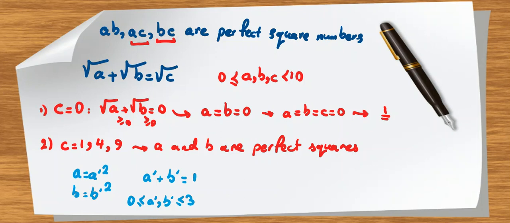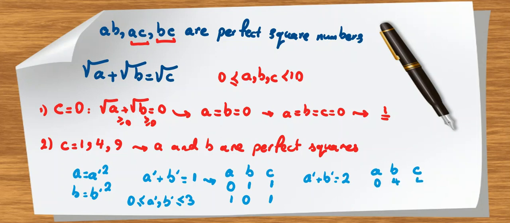A prime plus B prime. If C is 1, the sum is 1. So how many answers do we have? 0, 1, 1, 0. So A, B, C. Here, C is 1, A, B, you can say 0, 1, 1, 0, 1. In the next case, if A prime plus B prime equals 2, C is 4. So you can say 0, 2, which will be here 0, 4, 4, because we want to calculate this: 1, 1, 4, 4, 0, 4.